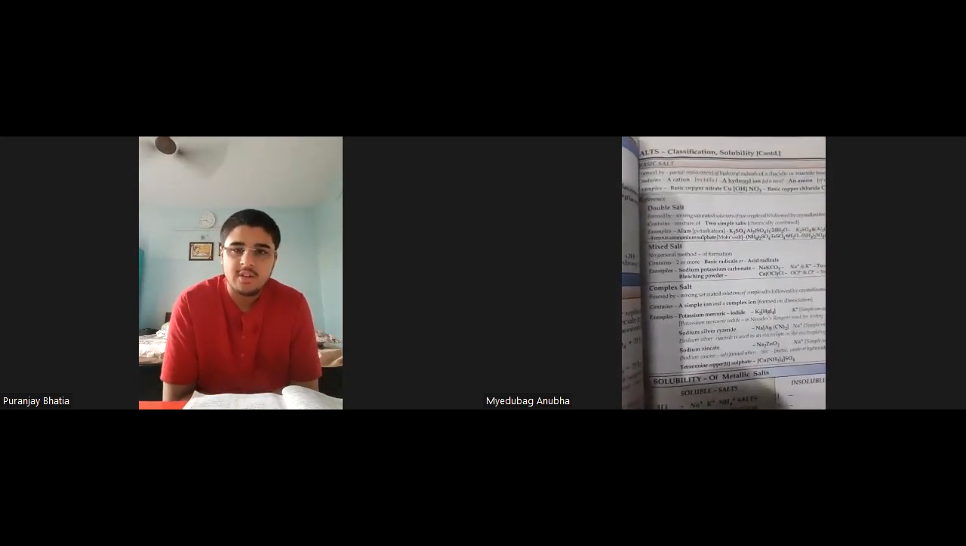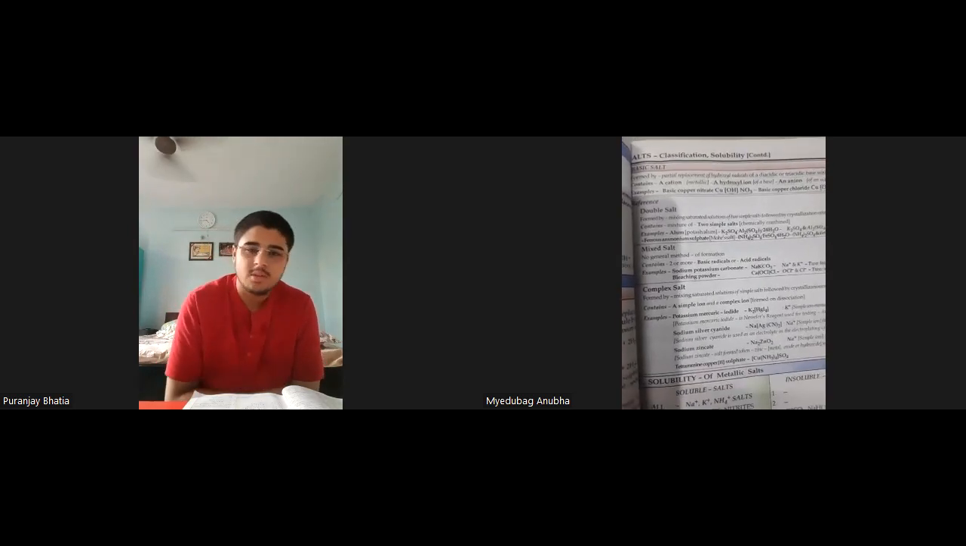So what do you understand by the term saturation? You might have studied the saturated solution, when a solution cannot dissolve any more of the solute. Yeah. So the double salt is formed by mixing the saturated solutions of two simple salts.